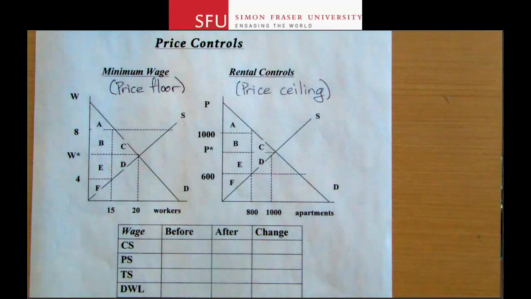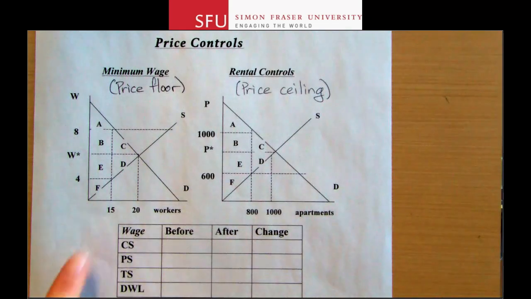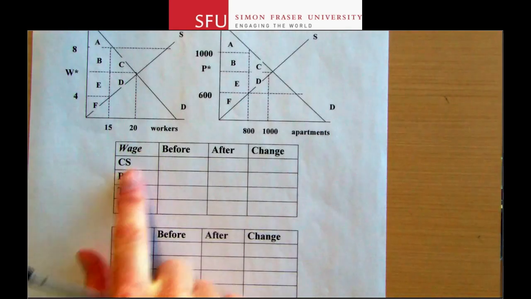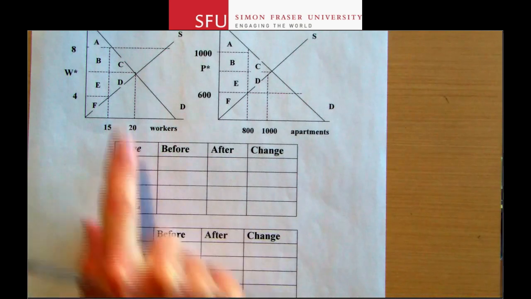and a maximum. So the price floor is a minimum, so it pushes the price up and it prevents the price from going below it, so it acts like a floor. Whereas the ceiling pushes the price down and it prevents the price from going up, so it acts like a ceiling.